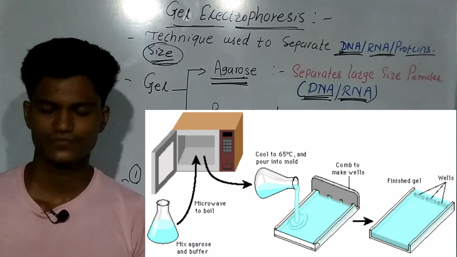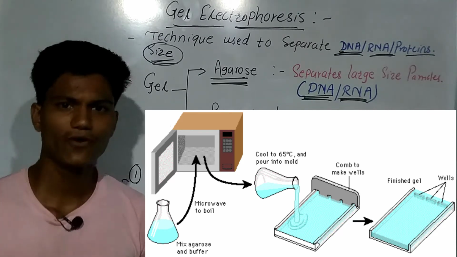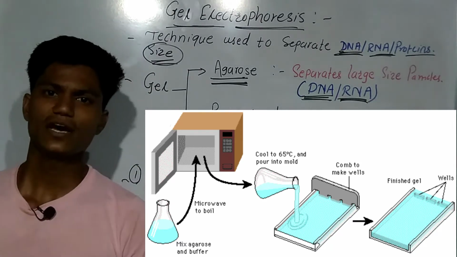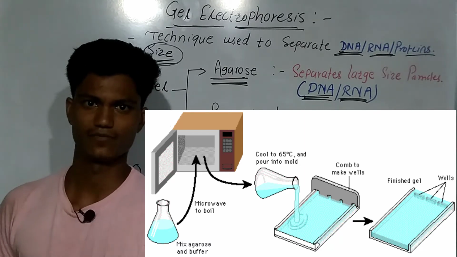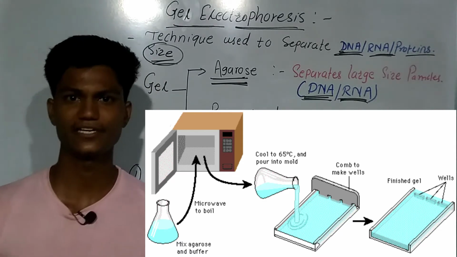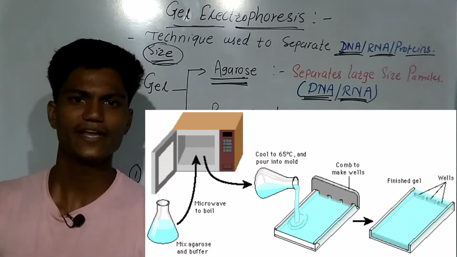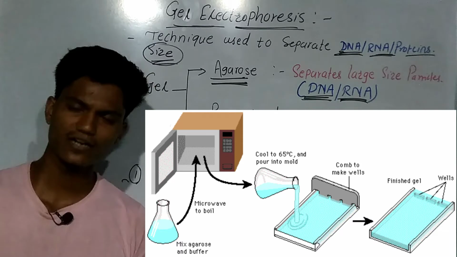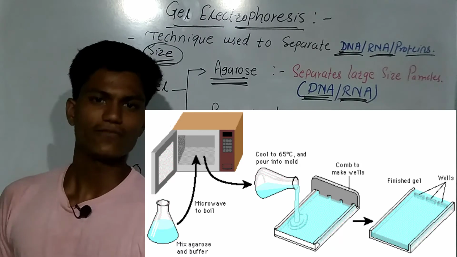We pour our agarose solution into the tray and keep it for about 20 to 30 minutes, and after that we see that the agarose solution has converted into a semi-solid gel. Means our agarose gel is ready. Now we remove the comb attached at one end of the tray. At the position of the comb some wells are created, and these wells are used later for loading our DNA sample.